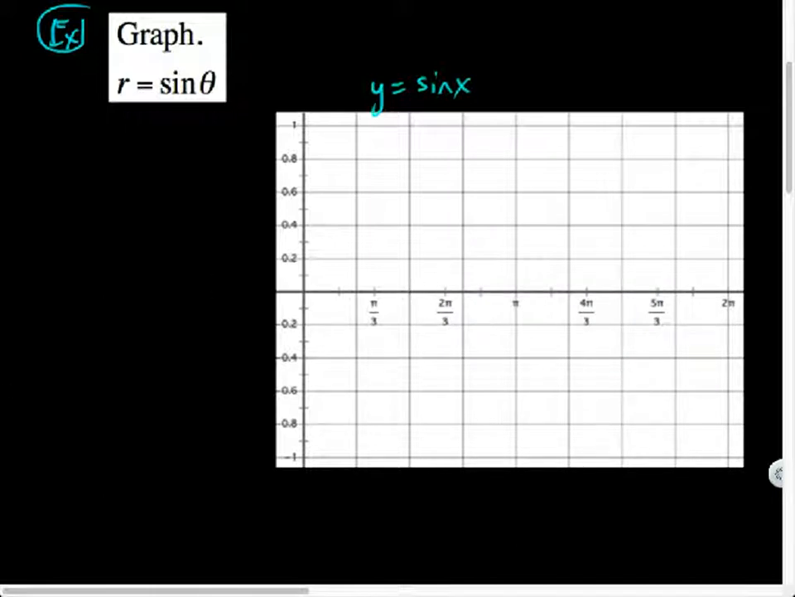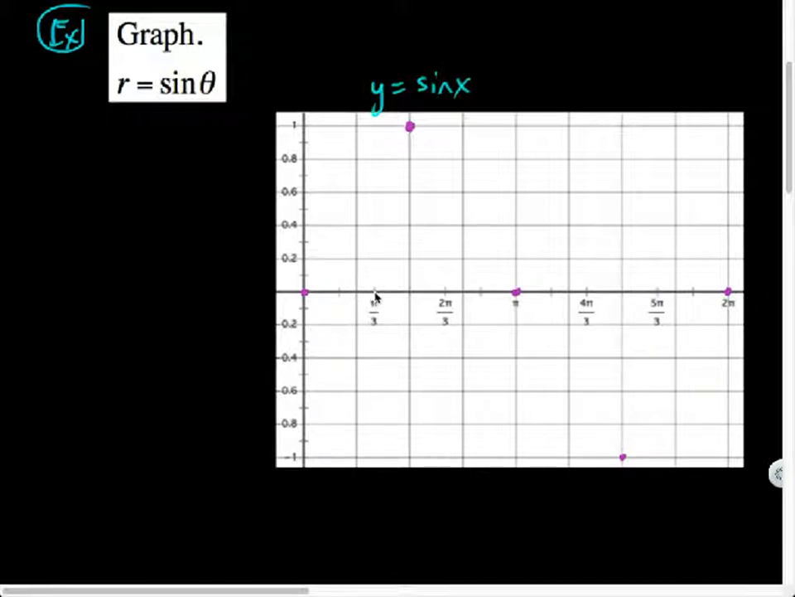So y equals sine x. You might remember the graph of sine starts at 0. It goes up to 1 at pi over 2, or 90 degrees. It goes back down to 0 at pi, or 180 degrees. Then it's at -1 at 3 pi over 2, or 270 degrees, and then back to 0 at 2 pi.